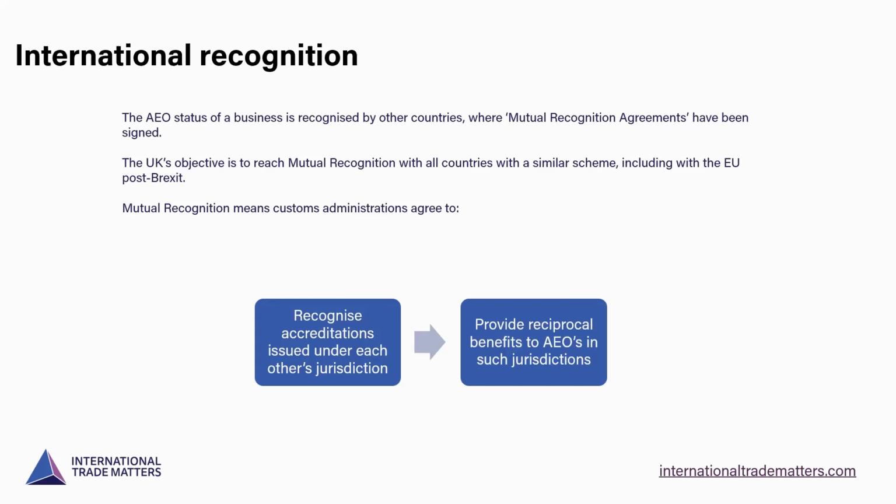So, for instance, when you look at the EU-UK Trade and Cooperation Agreement, there is a paragraph dedicated to AEO status and the mutual recognition of those statuses. Mutual recognition means customs administrations agree to recognize accreditations from each other's jurisdiction and provide reciprocal benefits to AEOs in such jurisdictions. What are some of those benefits?